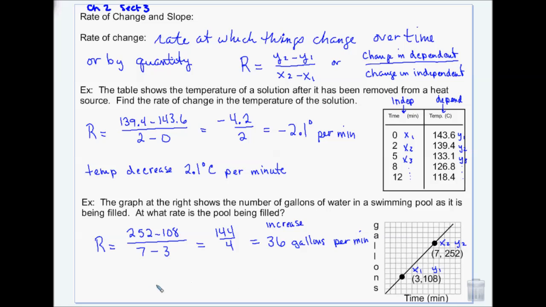Now, just so you know, it does not matter which of these you label as x1, y1, and x2, y2. If I had changed it and made this x1, y1, and this one x2, y2, I would have gotten negative 144 over negative 4, which is still 36. So you don't have to worry about which one is 1 and which one is 2. Either one of them can be 1 and either one of them can be 2. The only thing you have to worry about is you can't say this is x1 and this is y2. They both have to be 1s in the same ordered pair, and they both have to be 2s in the same ordered pair. But which pair is which doesn't matter.